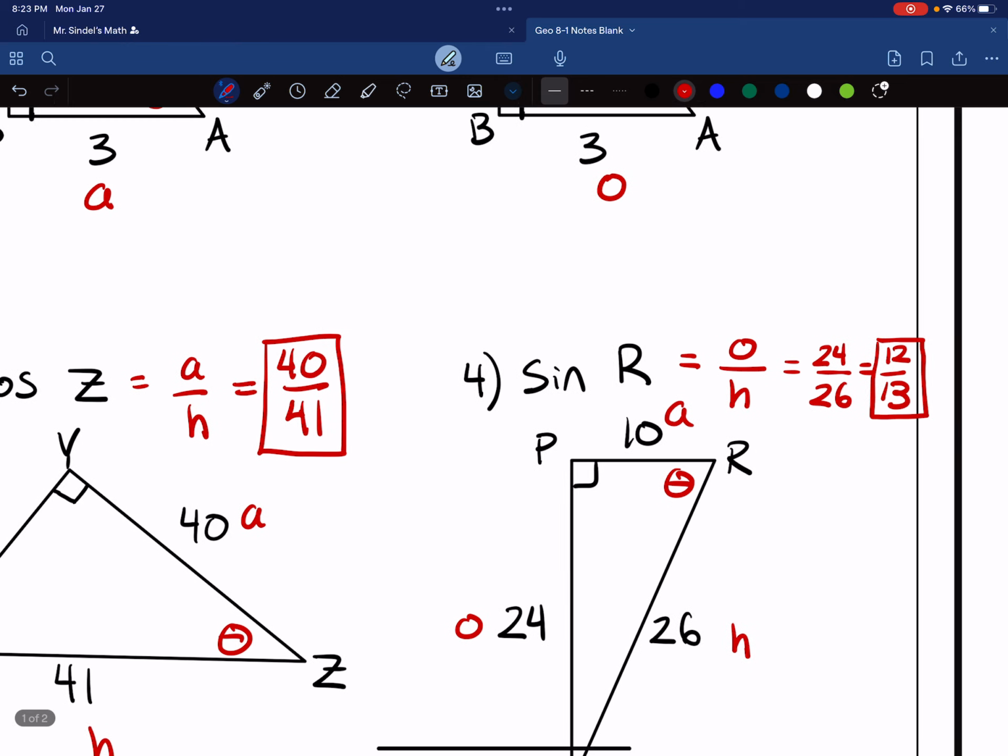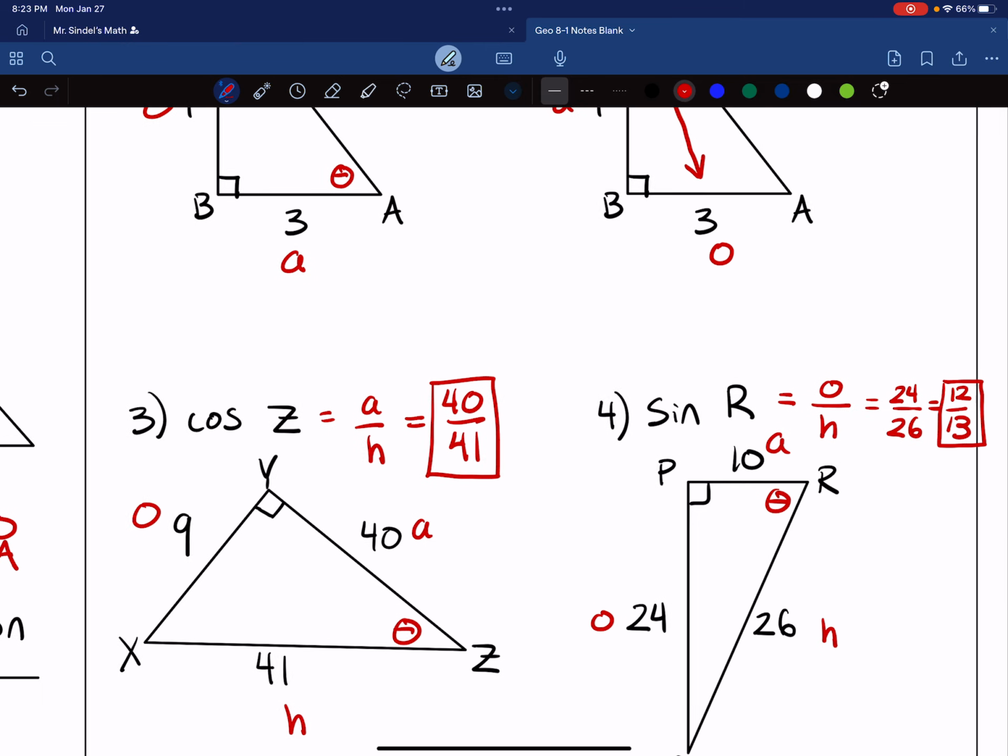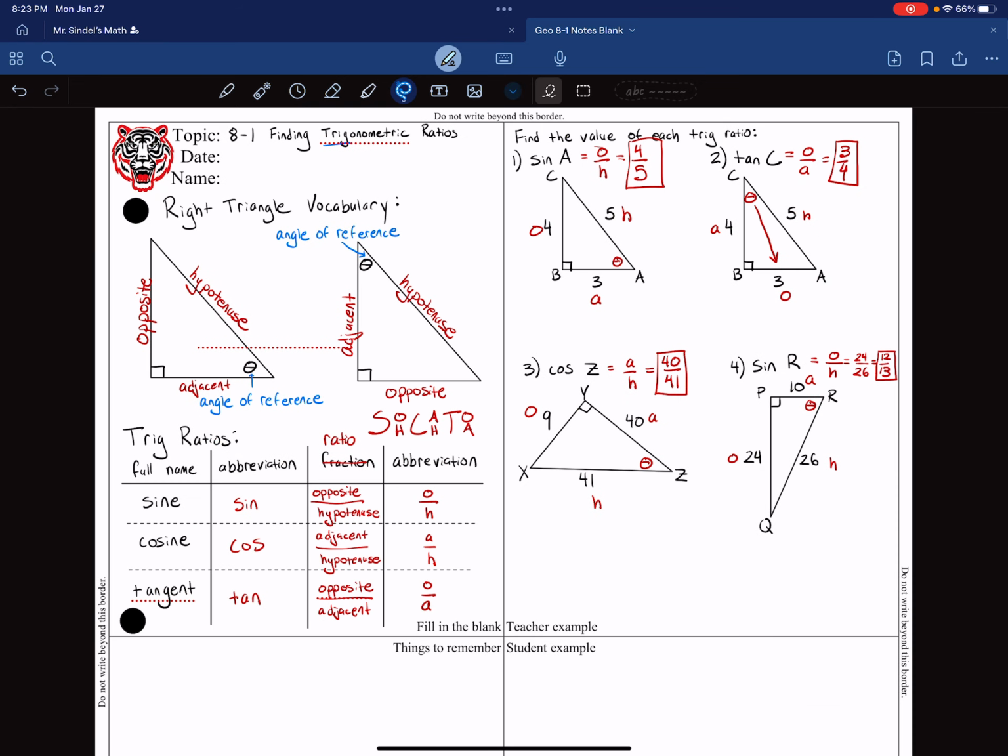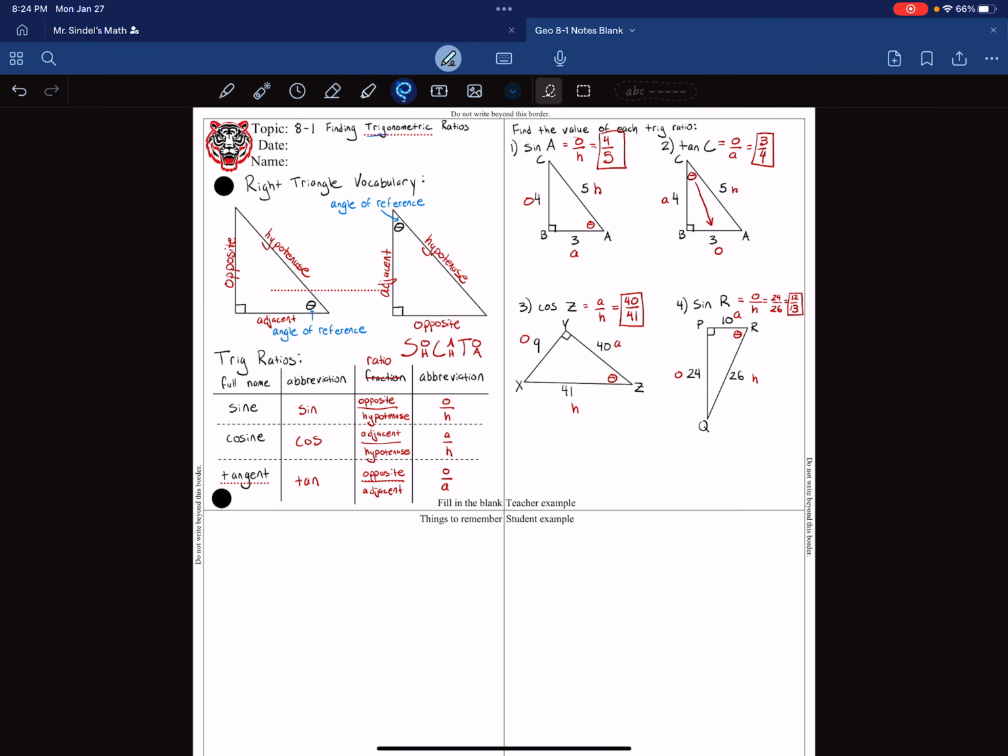And I'm realizing that those notes will print outside of those margins, so I need to scooch everything over just a tad here to the left, and now it will print out. All right, that concludes the top half of the teacher notes. Go ahead and fill in the bottom half of your notes, and that concludes lesson 8-1 for geometry's finding trigonometric ratios. Thanks for watching.